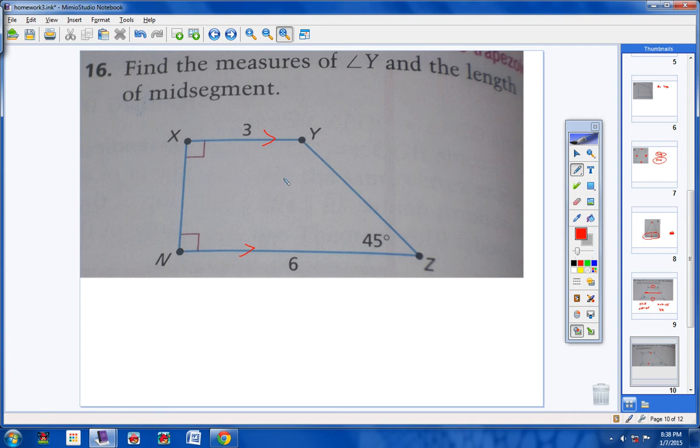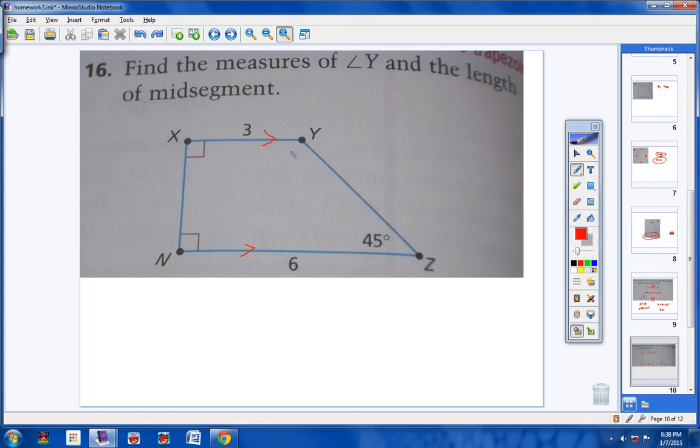Now, find the measure of angle y. Okay? Well, think about it for a second. We know all four of these angles have to add up to 360. We also know this. This angle here with one dot and this angle here with one dot have to be supplementary. They have to be. Guys, look, you have parallel lines being cut by a transversal. Anytime you have parallel lines being cut by a transversal, the consecutive interior angles will always be supplementary, always. So this is 45 right here.